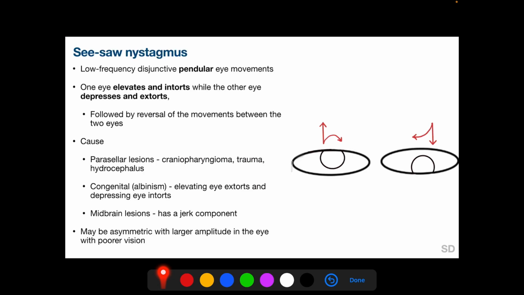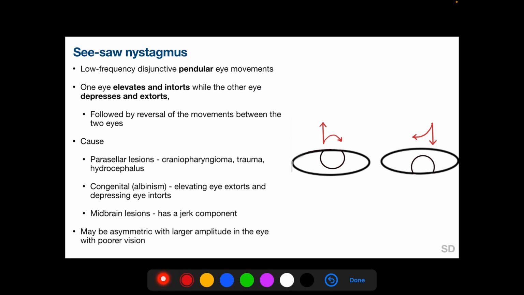Seesaw nystagmus is an important form of nystagmus to remember, and it is a pendular nystagmus with a low frequency disjunctive pattern. In the classic seesaw nystagmus, one eye elevates and intorts, and simultaneously the other eye depresses and extorts. And this phase is followed by a reversal of movements between the two eyes. So it appears as if the two eyes are at the two ends of a swinging seesaw.